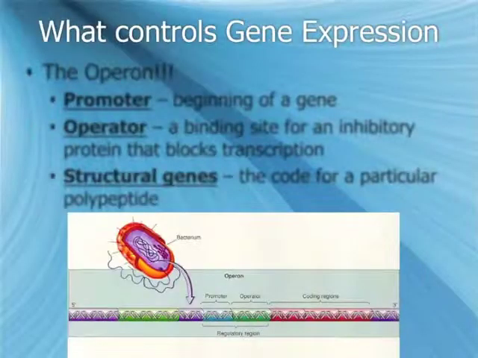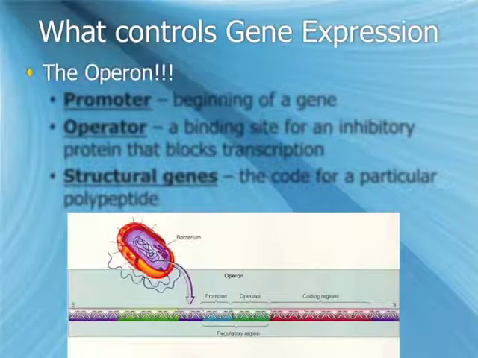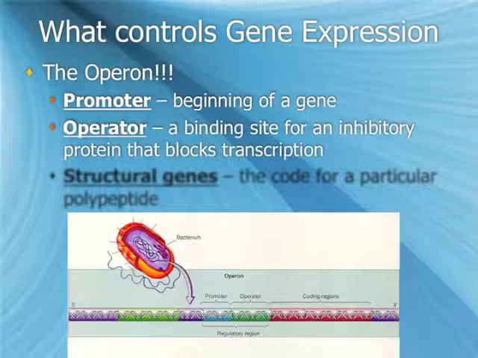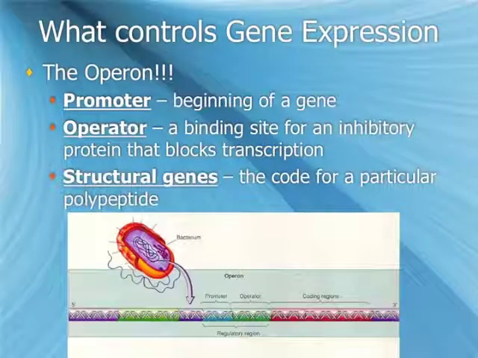So what they really found was that in bacteria there is an operon. An operon is composed of 3 parts: the promoter, the operator, and the structural gene. The promoter is actually the beginning of the gene, so you can think of it as the starting line. The operator is actually a place for a protein to bind that blocks transcription. So it's kind of the on-off switch. And then the structural gene is actually the code for the protein that you are making. And it goes in that order in the DNA.